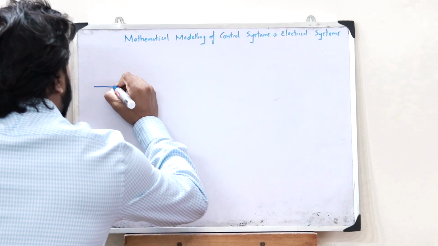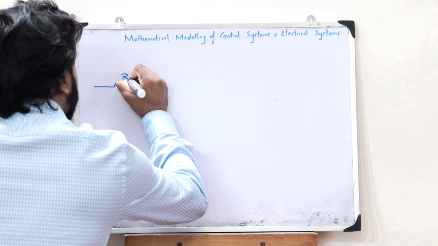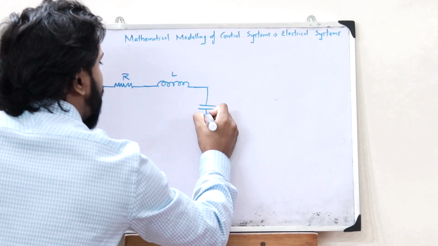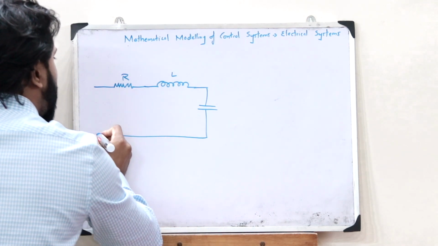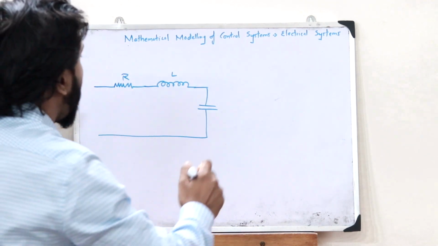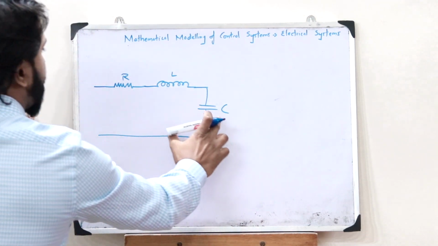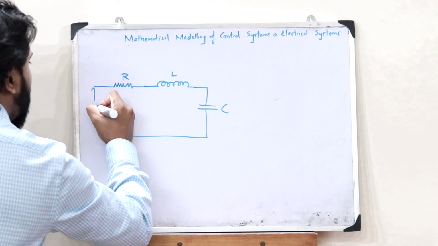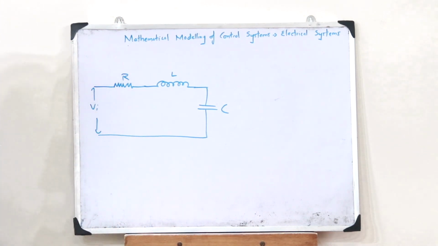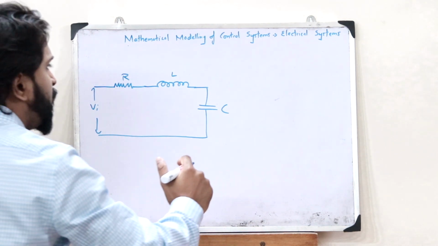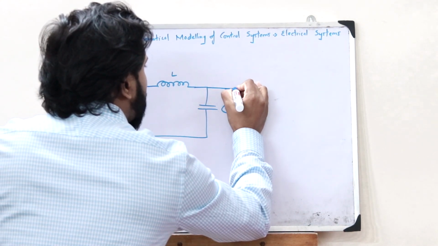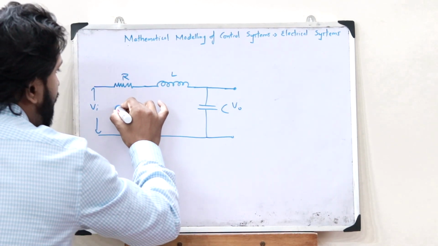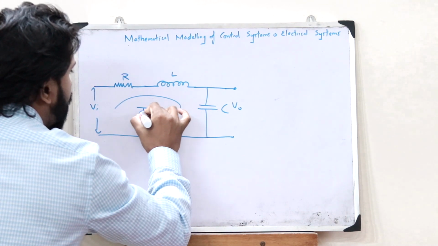So first, let us have a particular resistor like this, and then let us have an inductor, and then let us have a particular capacitor like this. So this is what you refer to as an LCR circuit, because it has an inductor, capacitor, and a resistor. Now let us apply a particular voltage, say Vi, to this LCR circuit, and obtain an output across this capacitor, say V0. Now let us assume that a current I flows through this circuit like this.